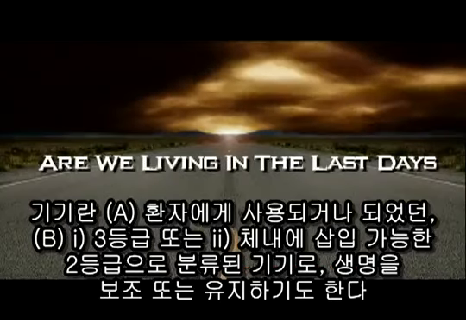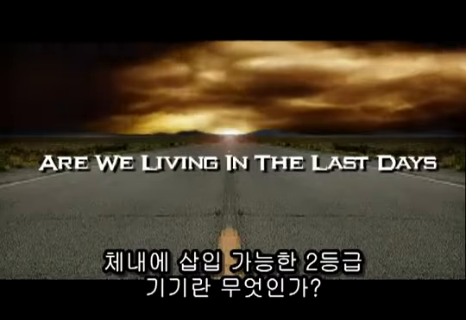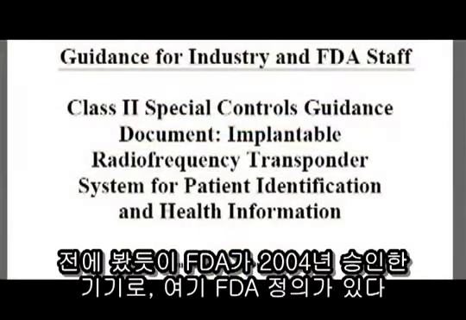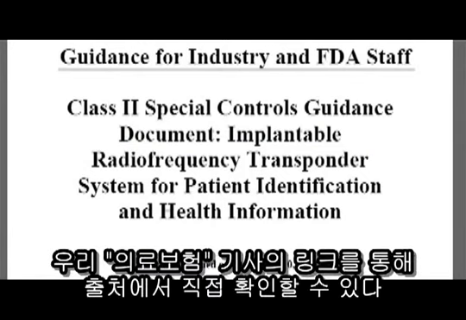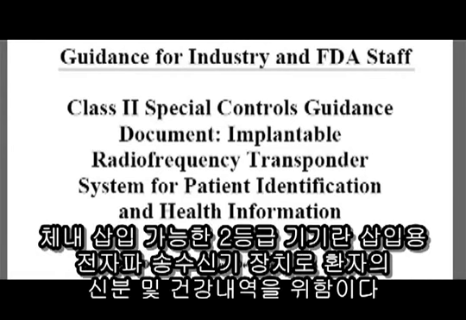What exactly is a Class 2 device that is implantable? As you saw earlier, it is a device approved by the FDA in 2004. Here's the FDA's definition, and again there's a link on our healthcare article so you can view it straight from the source. A Class 2 implantable device is an implantable radiofrequency transponder system for patient identification and health information.